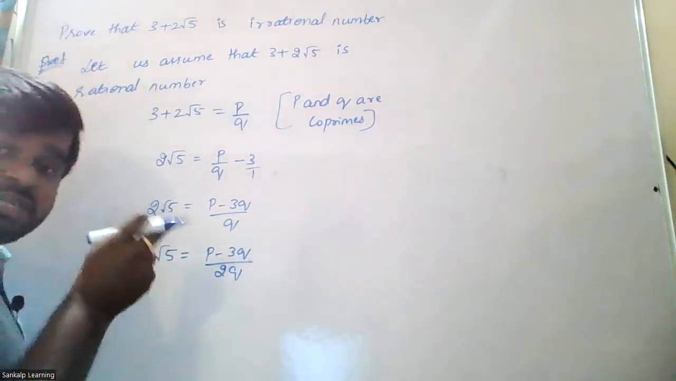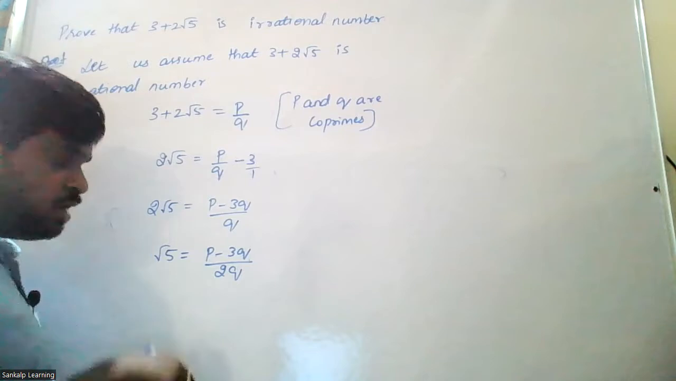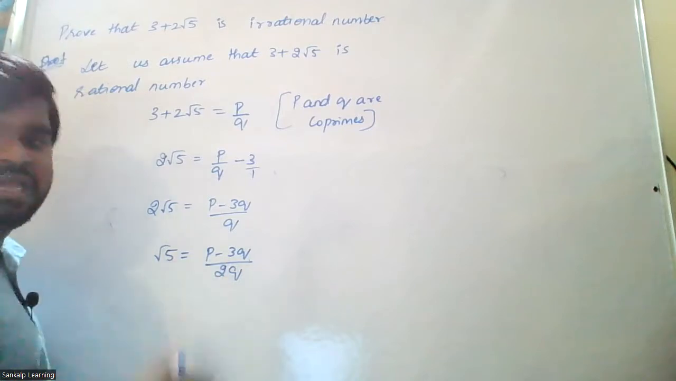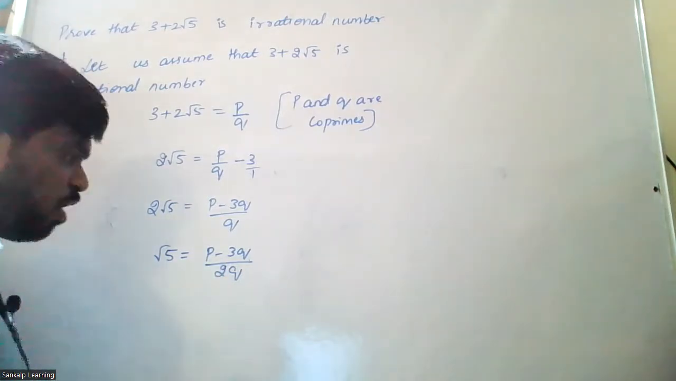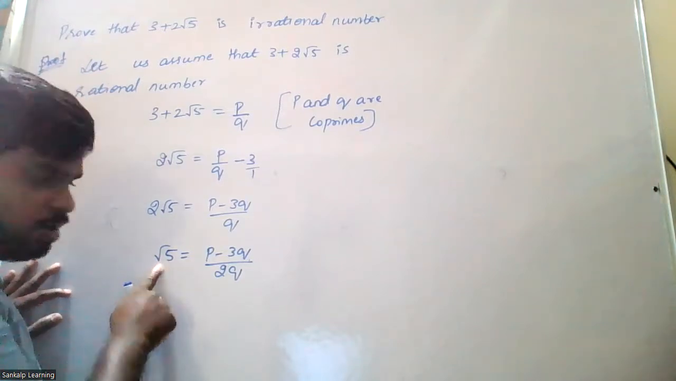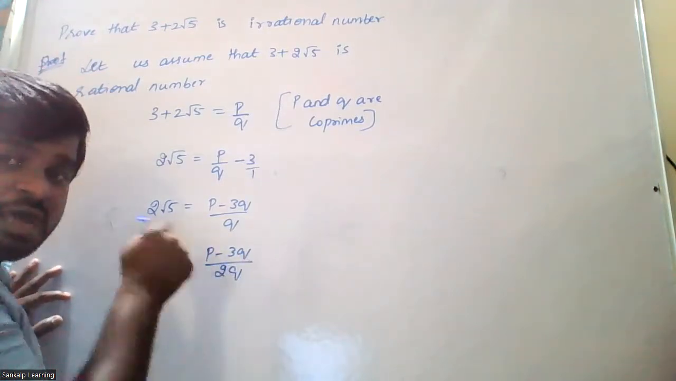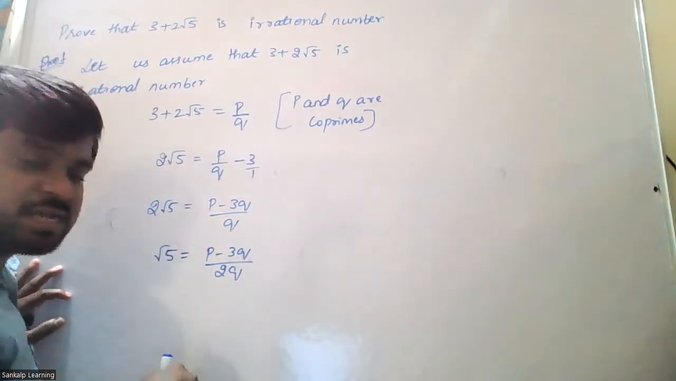that root 5 is an irrational number, isn't it? So how can a rational and irrational be equal? This is not possible, right? So there is a contradiction. What is the contradiction? This is an irrational number. What I've got here is a rational number. How do I know it is a rational number?